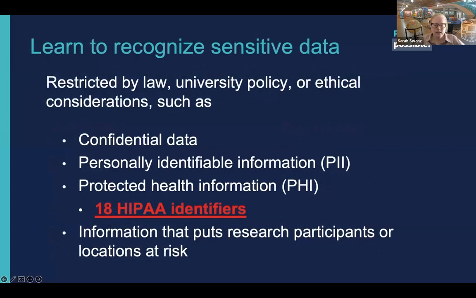Learn to recognize sensitive data. This is data that's restricted by law, university policy, or ethical considerations. Could be confidential business data, could be personally identifiable information like social security numbers, credit card numbers. It could be protected health information like the 18 HIPAA identifiers or FERPA data. And really just any information that puts research participants or locations at risk. It's important that you think through those use cases in advance before you get yourself in trouble.